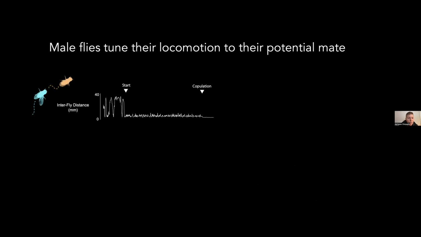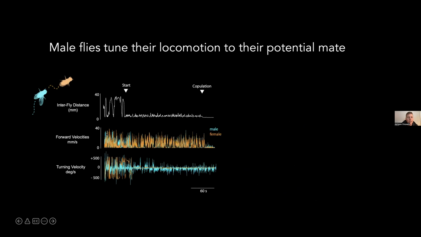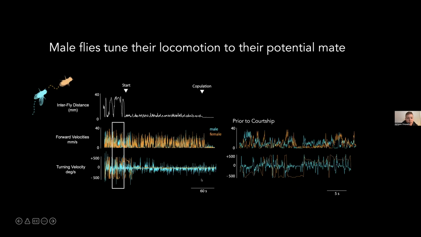So in that previous video, you saw that once courtship commenced, the male was able to keep a very tight distance to the female until copulation. So this is just a few millimeters away from her. And he is able to do this by coupling his forward and turning velocity to that of the female. So prior to courtship onset, the velocities of the two animals are relatively uncorrelated. But then once courtship commences, we see that they're tightly coupled.